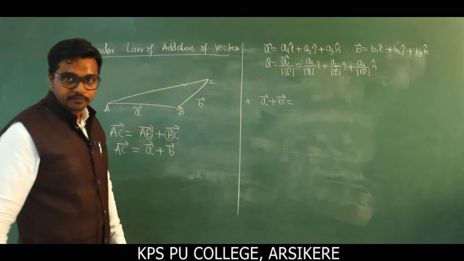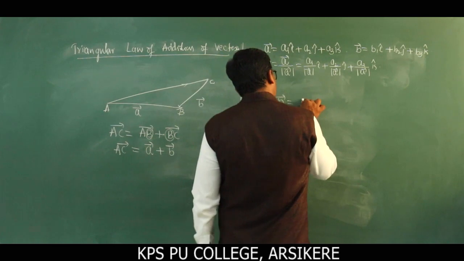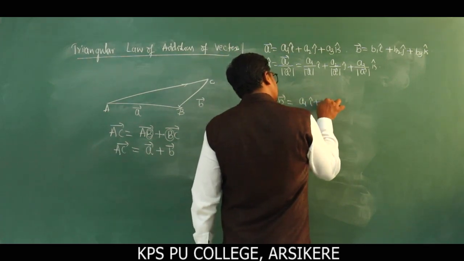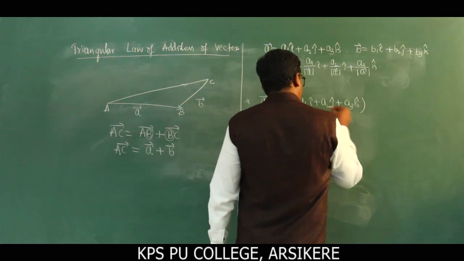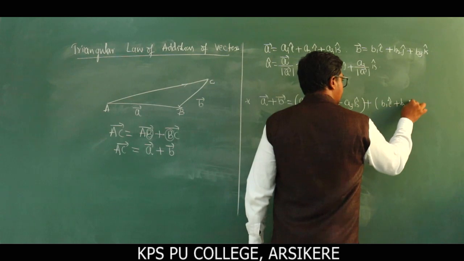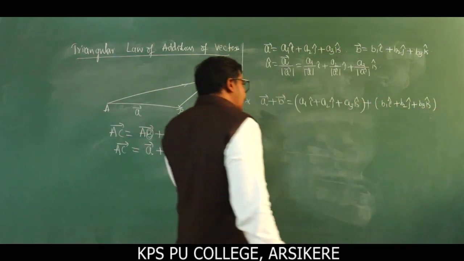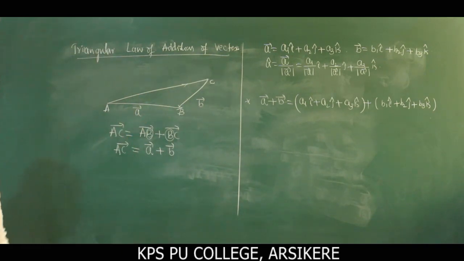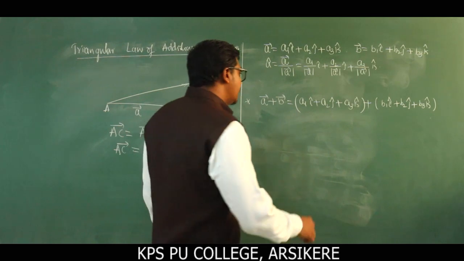Vector A plus B, we have to add vector A as well as vector B. So first write vector A. This is A1 into I cap plus A2 J plus A3 K plus B1 into I cap plus B2 J plus B3 K. So while we are adding two vectors, just remember here we have to go with component to component, I to I, J to J as well as K to K.